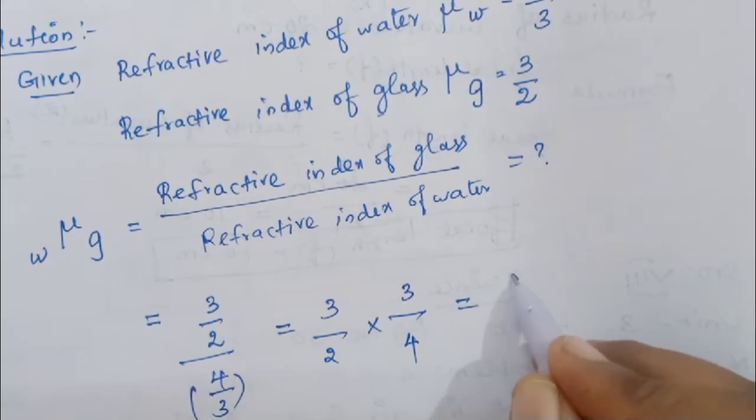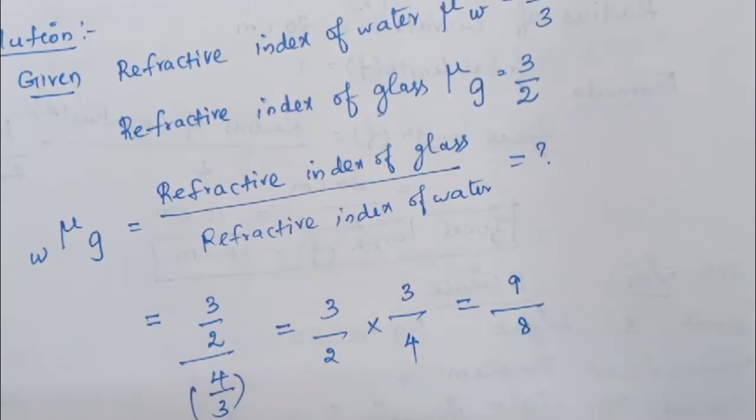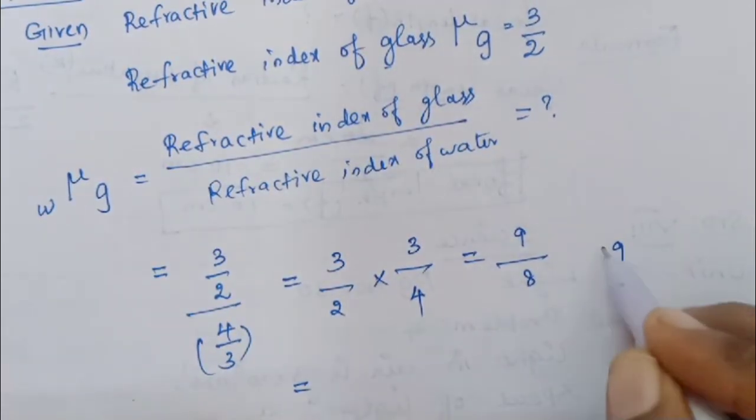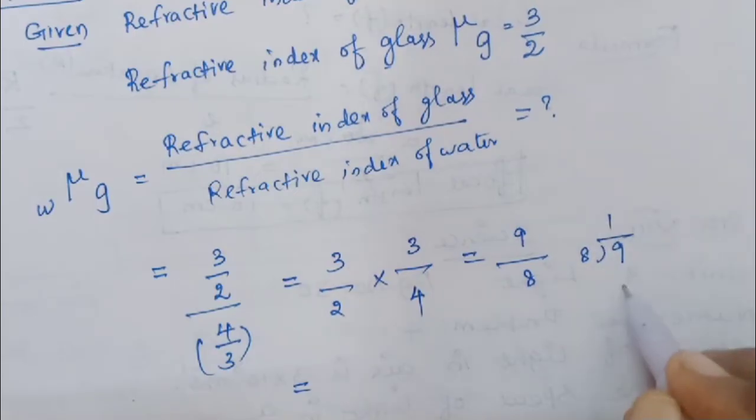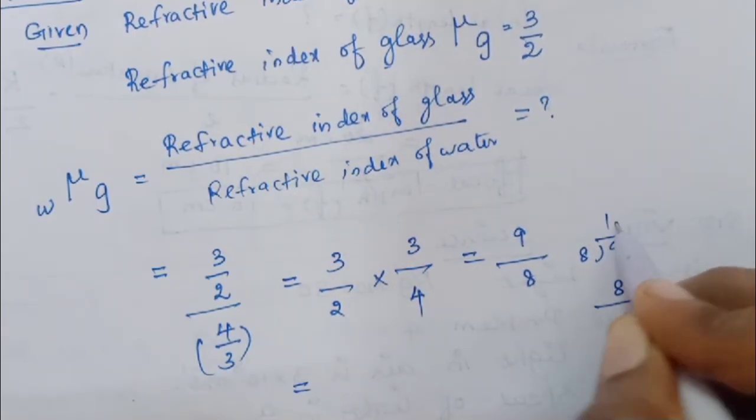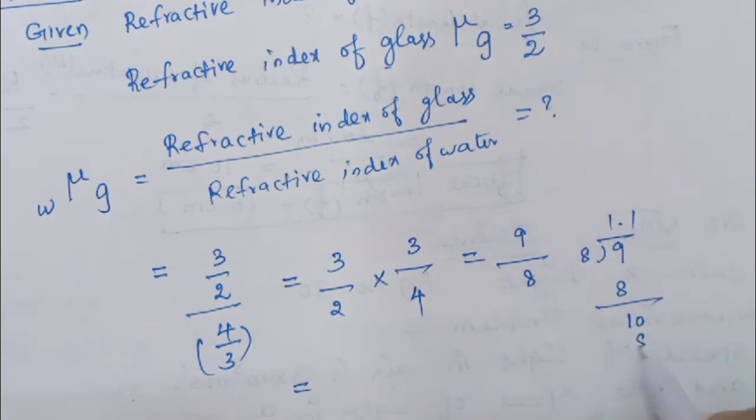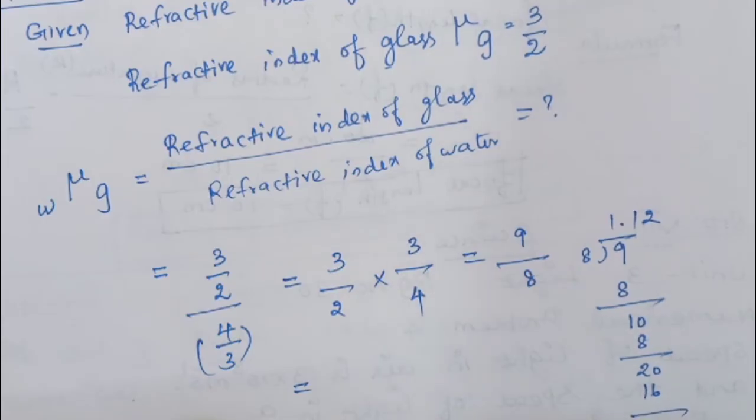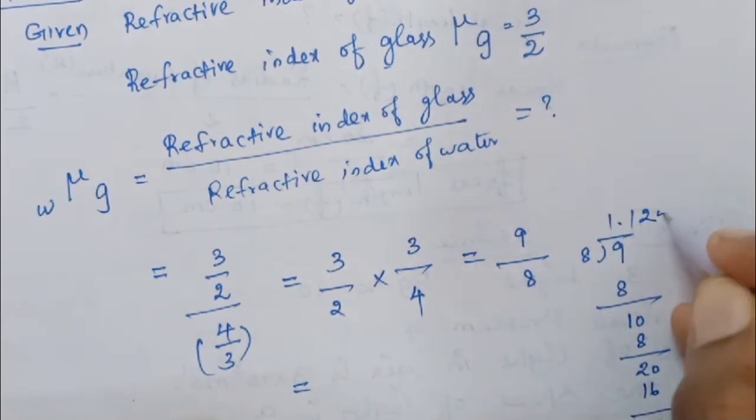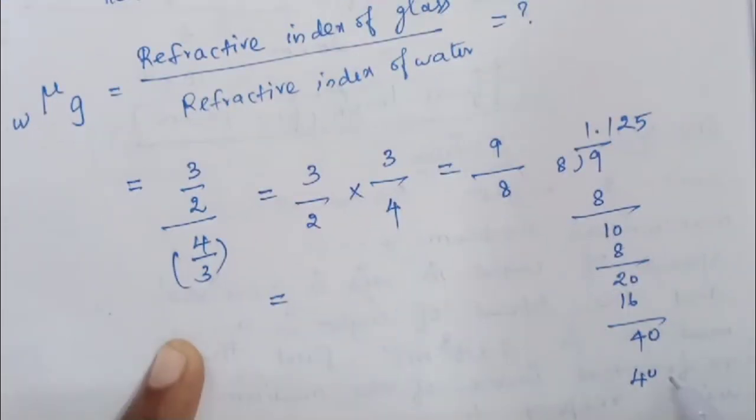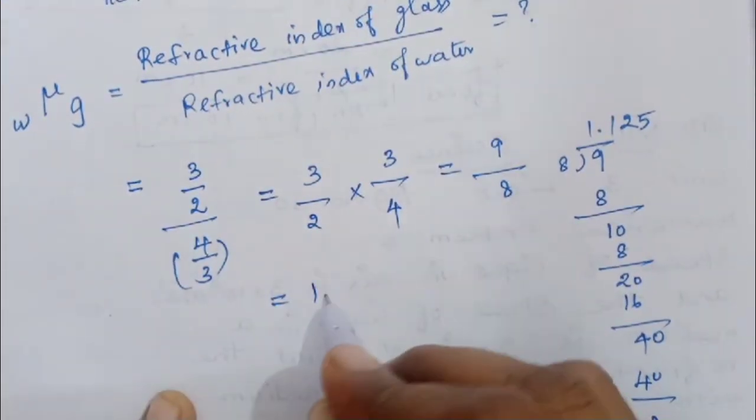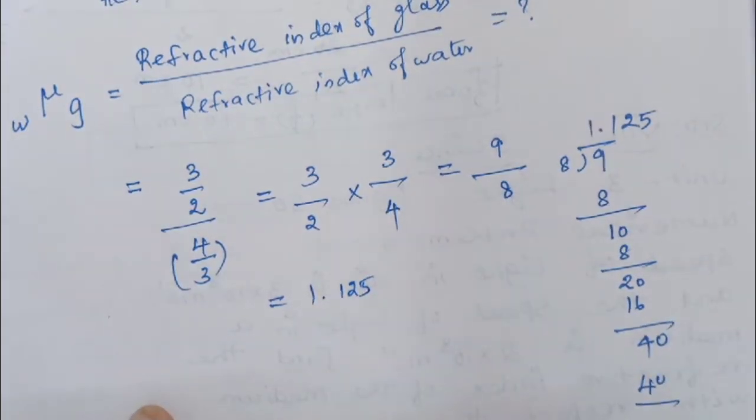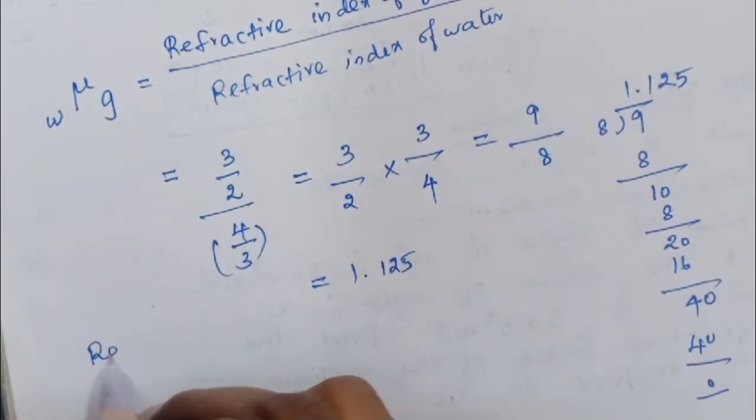Okay. So 3 3s are 9 and 2 4s are 8. Clear? So we can divide it: 9 divided by 8. 1 8s are 8. Balance 1. We cannot go further, so point, again 1. 1 8s are 8. Then 2 0, 2 8s are 16. Balance 4, again we can add 0. 5 8s are 40. So the answer is 1.125. That is the refractive index.